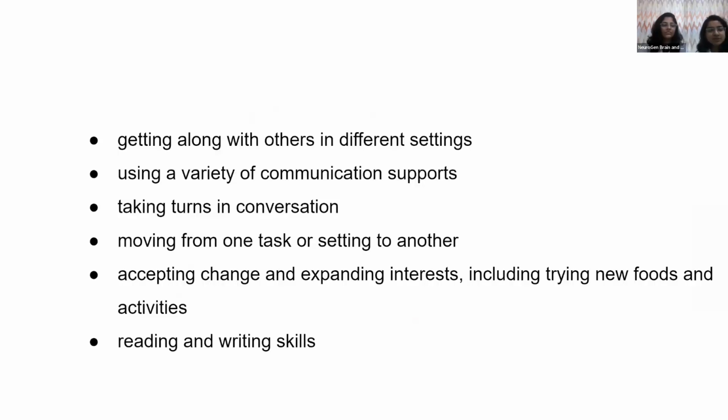Depending upon the person's needs, we speech language pathologists would also help them to work on the following skills: getting along with others in different settings, using a variety of communication supports, taking turns in conversation, moving from one task or setting to another, accepting change and expanding interest, like trying new foods and activities, as well as reading and writing skills.